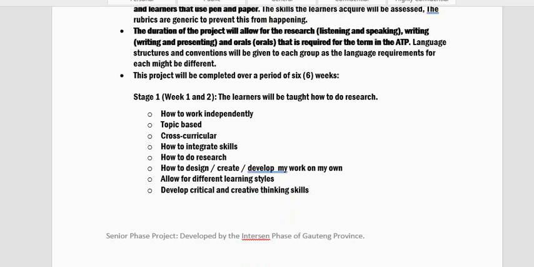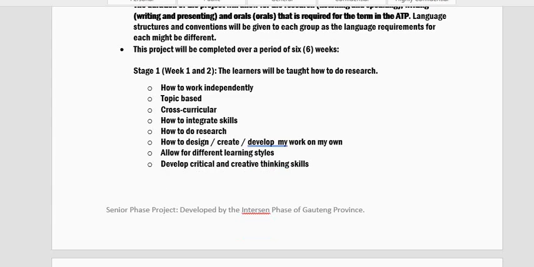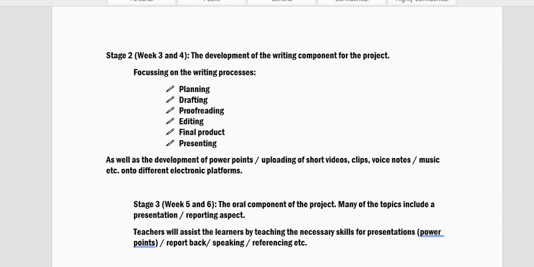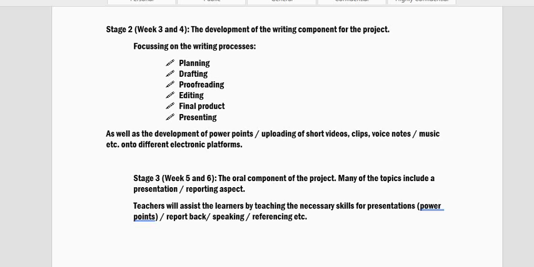I'm not going to read through this with you. You have to teach and help the learners to do the research, help them to find information, to design, create and develop their own work based on the information that they were able to find during the research part. Please go and have a look at the literacy skills PowerPoint presentation that's also in the Google folder. It will assist you in guiding the learners with regard to the research.